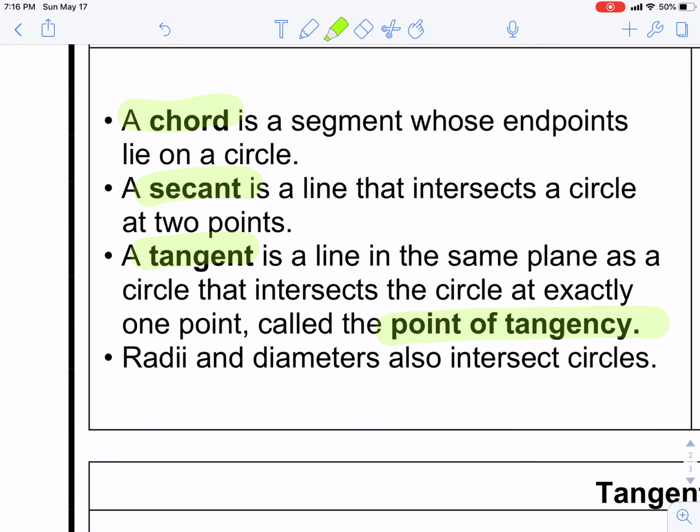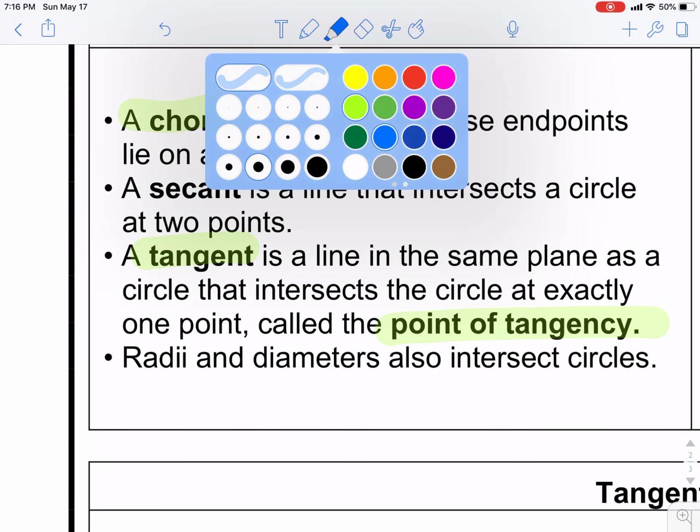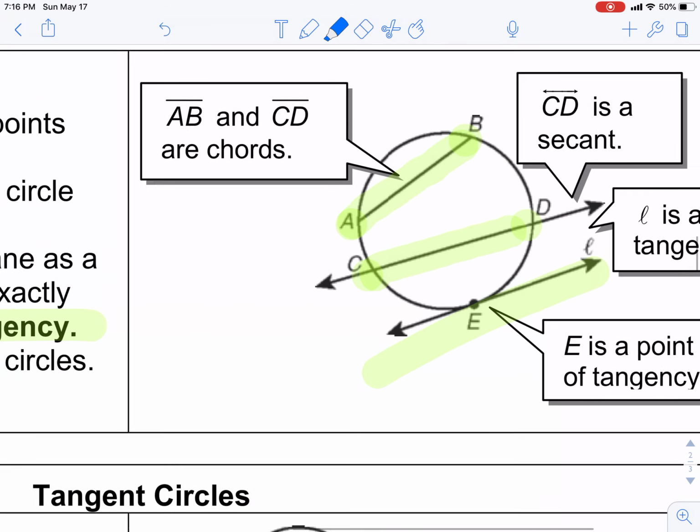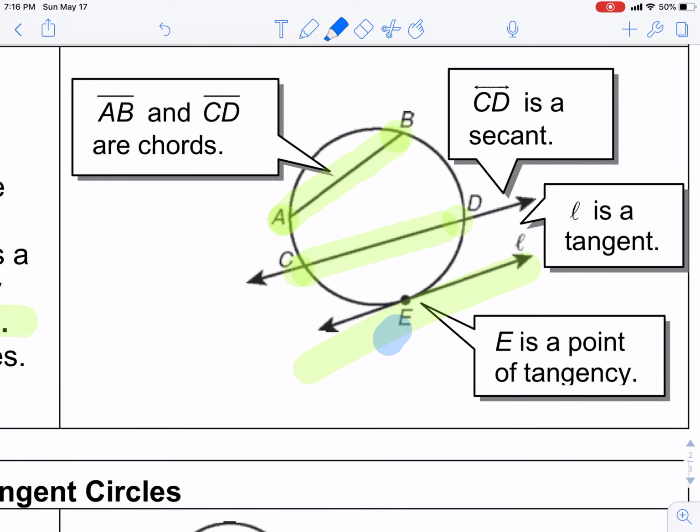And then we have a secant. I'll actually do this in a different color, so that when we highlight it, you can always go back and look at it. A secant is a line that intersects a circle at 2 points. So our secant line is basically a chord, but then we have to look at the arrows. We're talking about the line CD, and that's the secant. Okay?